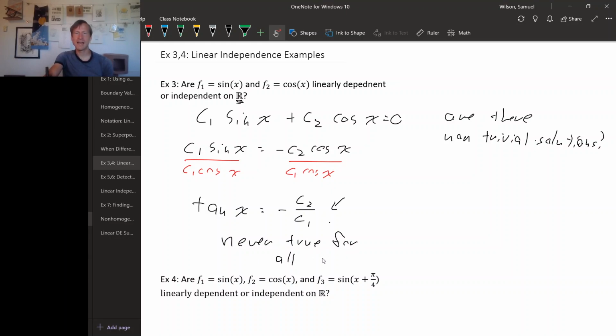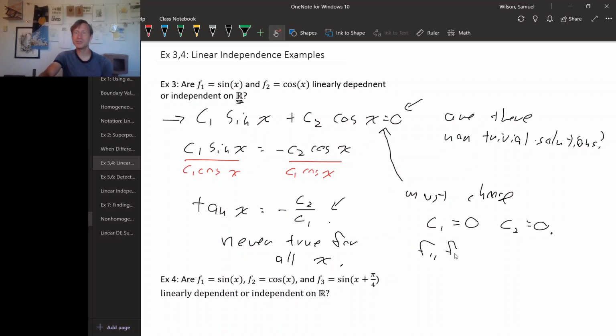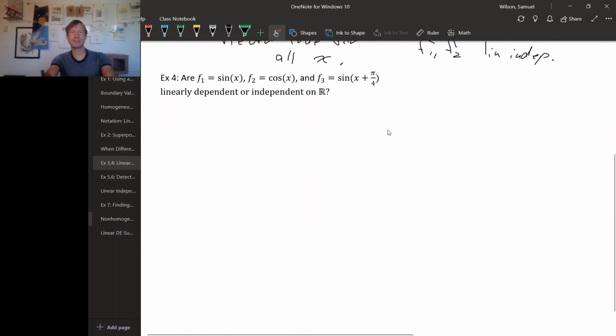for all x, right? So if we back up to the original equation, the only way to make this true for all x is we must choose c1 to be 0 and c2 to also be 0, right? But that means the only solution to this equation at the top is the trivial solution. And since the only solution is the trivial solution, these two functions, f1 and f2, are linearly independent. Okay. All right. So let's look at a different example.